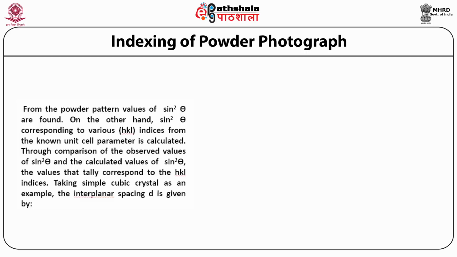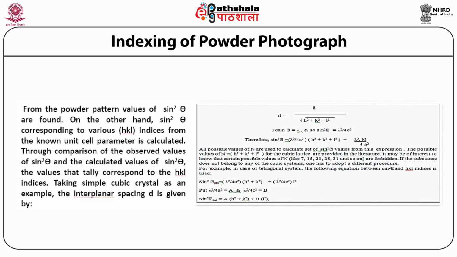Taking simple cubic crystal as an example, the interplanar spacing d is given by d equal to a upon √(h²+k²+l²). 2d sin θ equal to λ, and so sin²θ is equal to λ² upon 4d². Therefore, sin²θ is equal to λ² upon 4a² into (h²+k²+l²), equal to λ² into capital N upon 4a². All possible values of capital N are used to calculate a set of sin²θ values from this expression. The possible values of capital N equal to h²+k²+l² for the cubic lattice are provided in the literature.